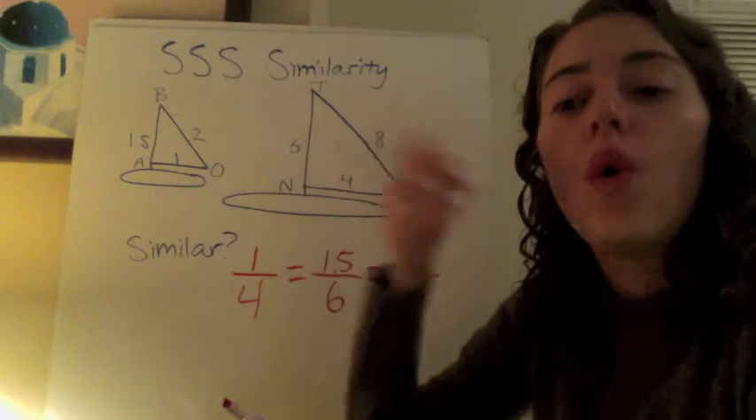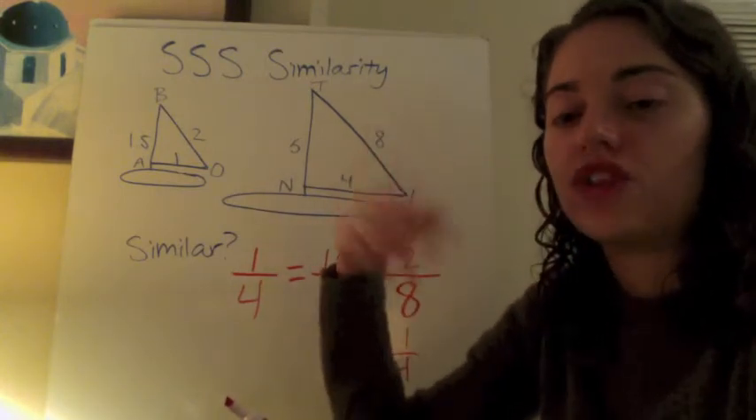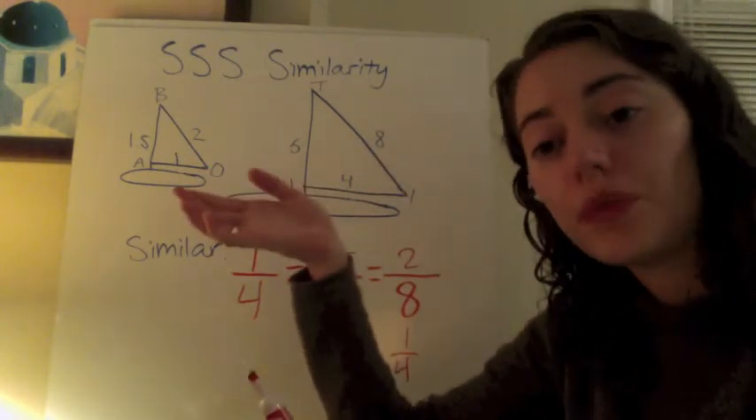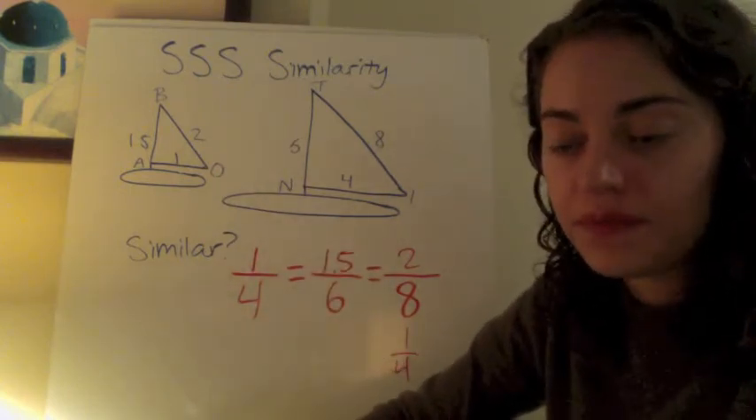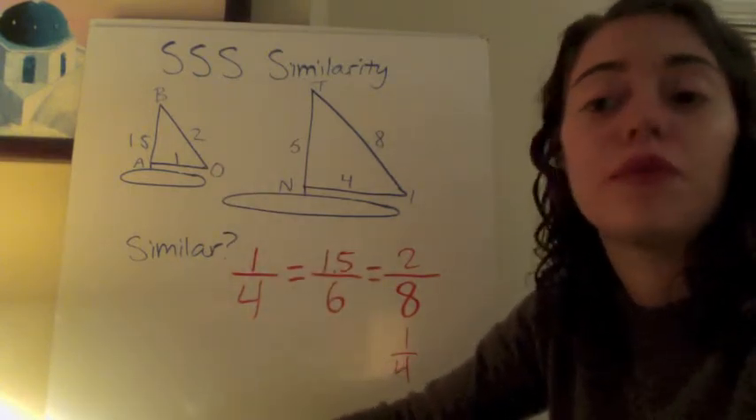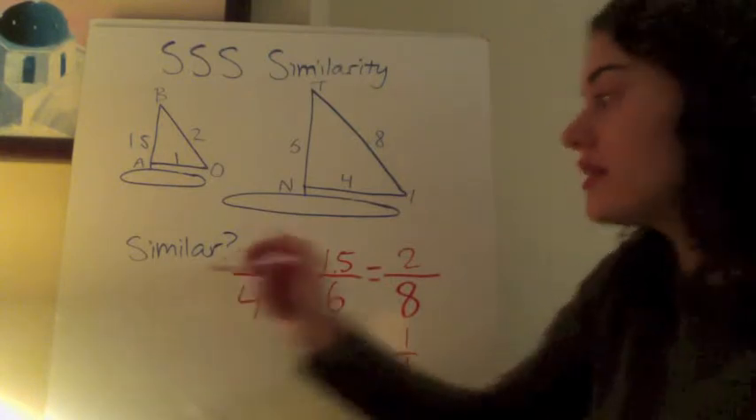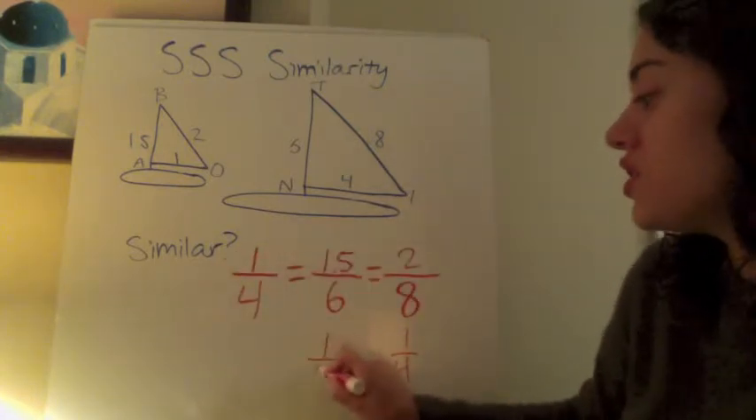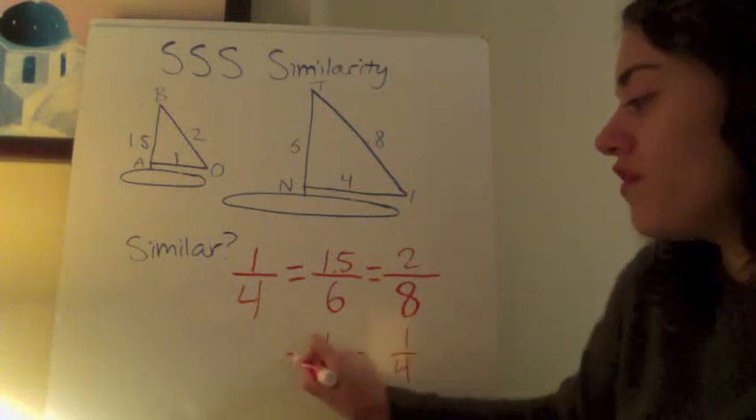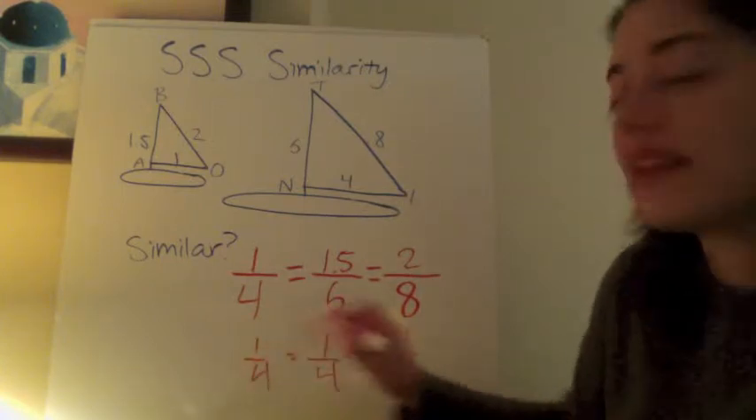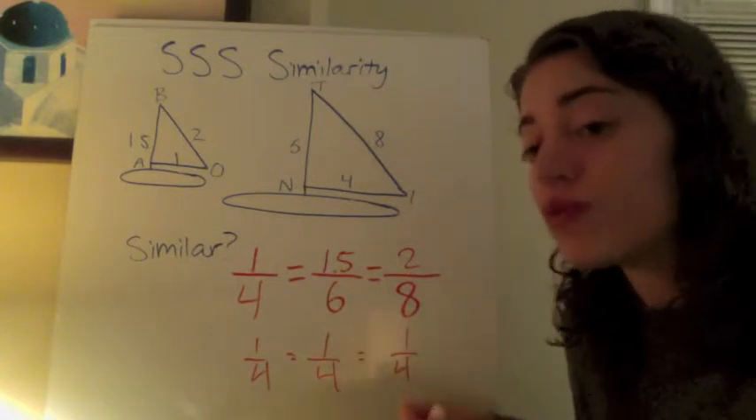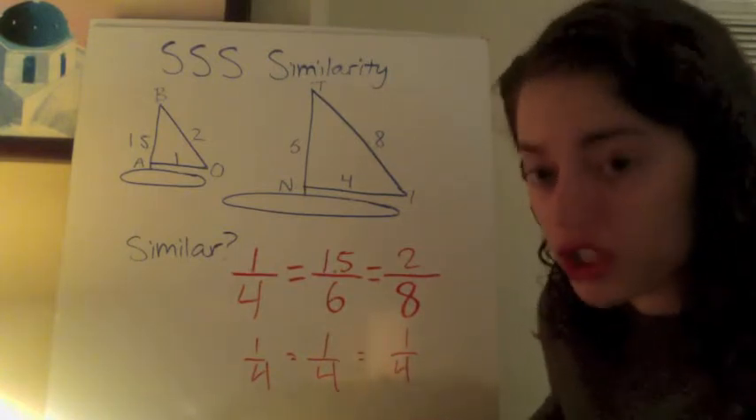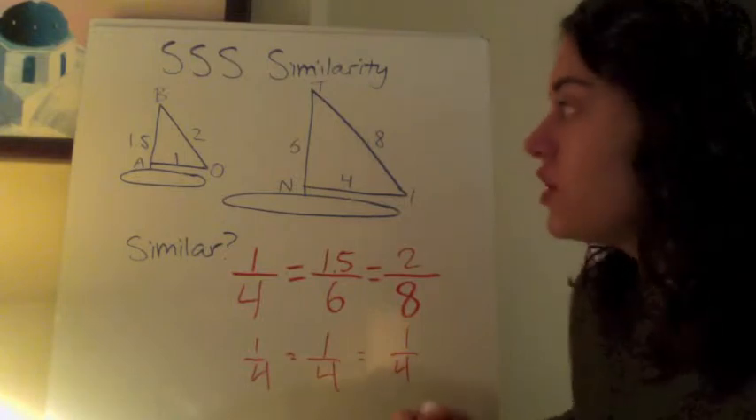Okay? 1.5 times 4. So let me think. What's 1.5 times 2? 1.5 times 2 is 3. Now that I've multiplied by 2, I just need to multiply by 2 again. 3 times 2 is 6. So yes, this does reduce to 1/4. Because these all reduce to the same fraction, the same ratio, they are proportional.